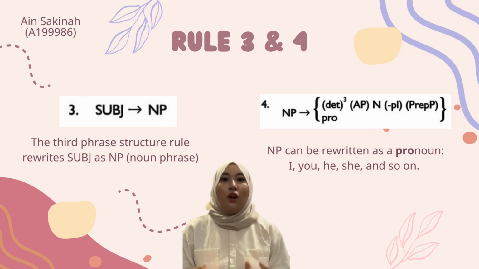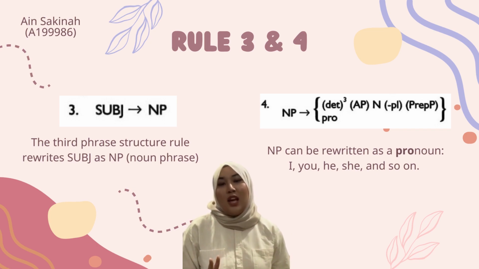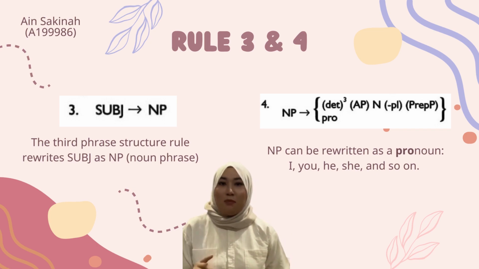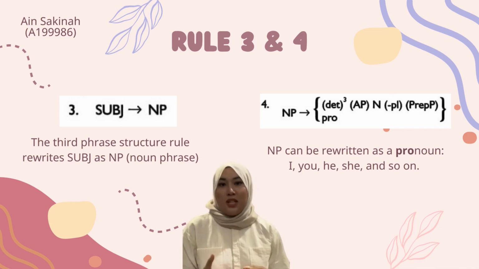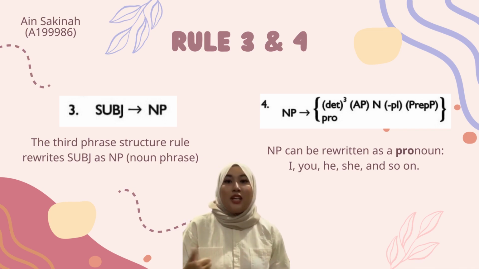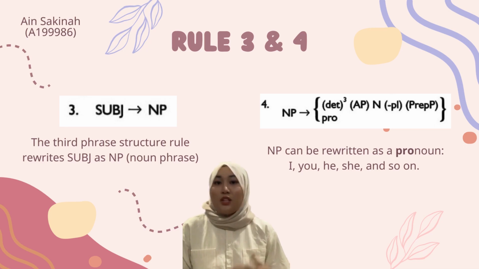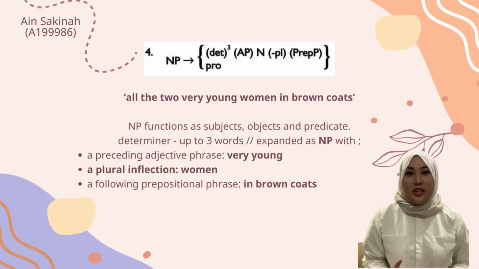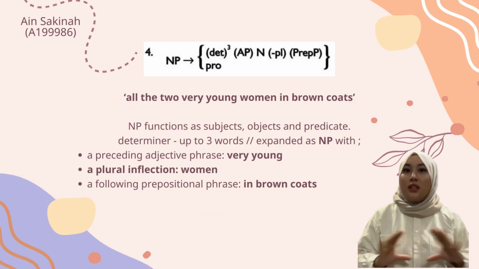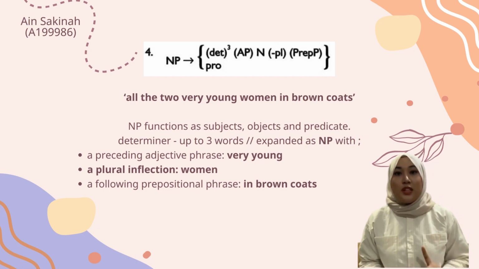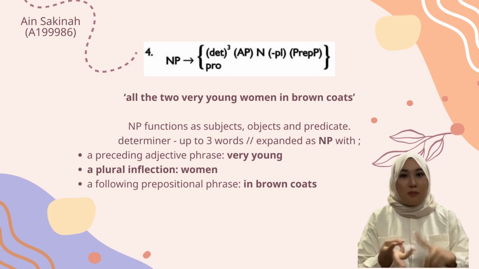So for rule 4, there are 2 options in writing NP. Let's talk about the second one. NP can be just a pronoun, which means it can be just one word, like he, she, I, you, and so on. As for the first option, NP can be expanded in multiple ways. NP also functions as subjects, objects, and predicate.